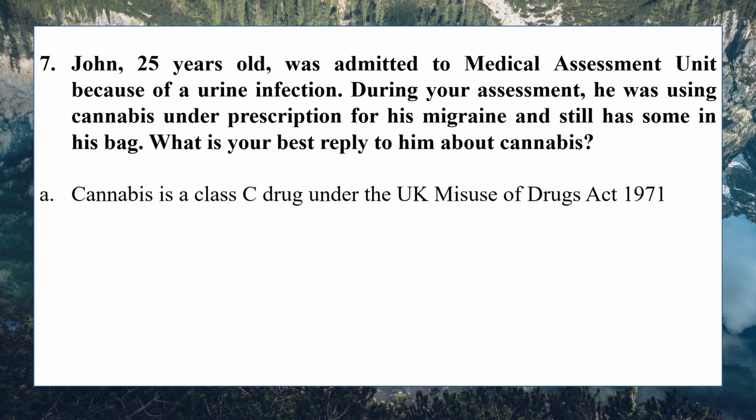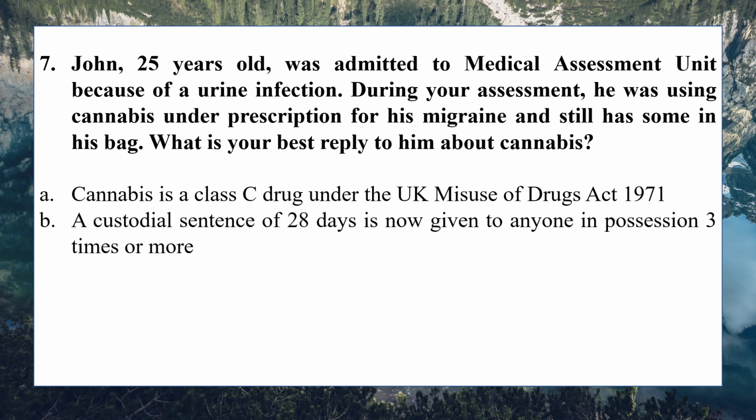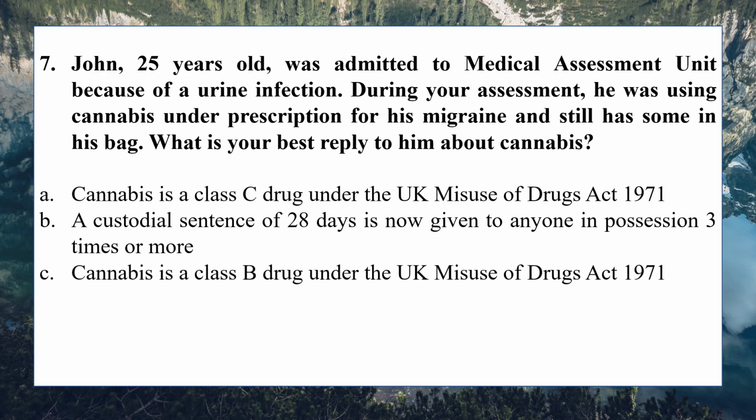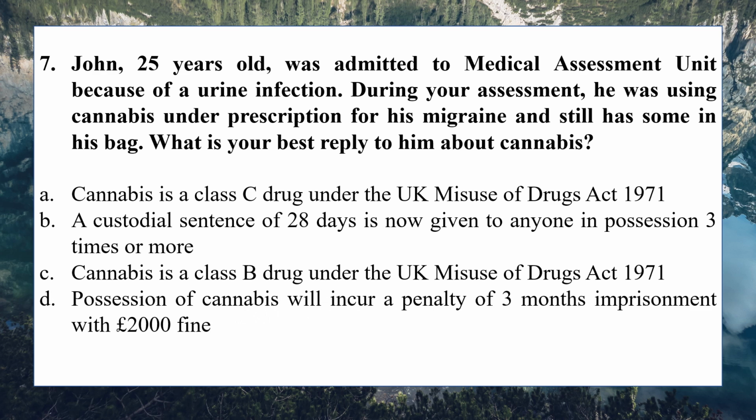Option A. Cannabis is a Class C drug under the UK Misuse of Drug Act 1971. Option B. A custodial sentence of 20 days is now given to anyone in possession 3 times or more. Option C. Cannabis is a Class B drug under the UK Misuse of Drug Act 1971. Option D. Possession of cannabis will incur a penalty of 3 months imprisonment with the £2,000 fine.